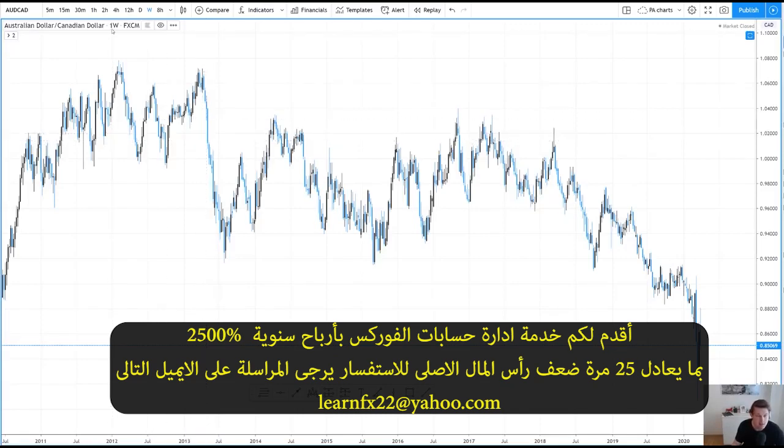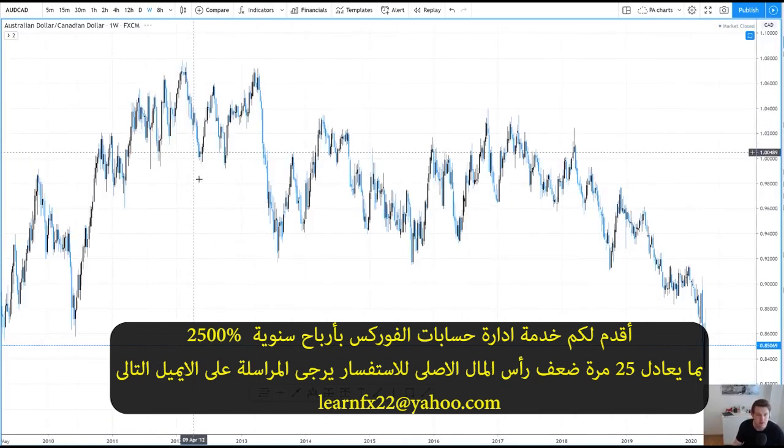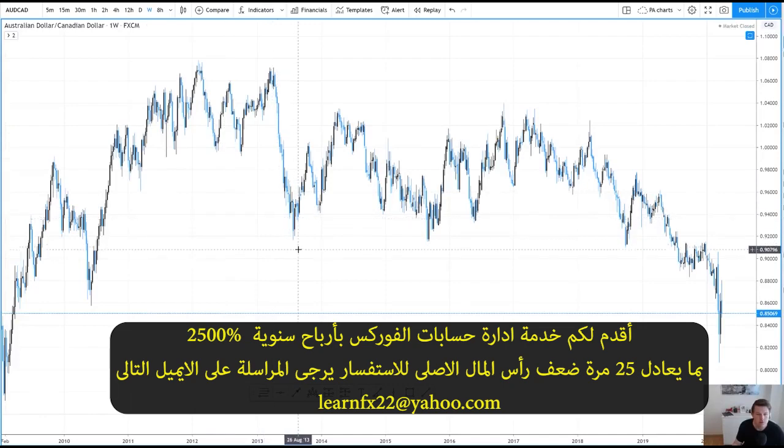So we are starting here on the weekly. We have another example where we're going to start on the daily, and the idea is that we look for failed and fake breakouts on the higher time frames, and then we go down to a lower time frame to time our entry. And for that, what we want to do is very simple.